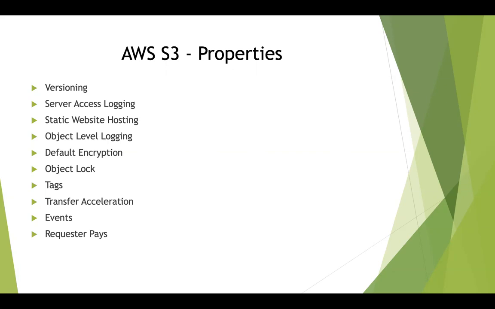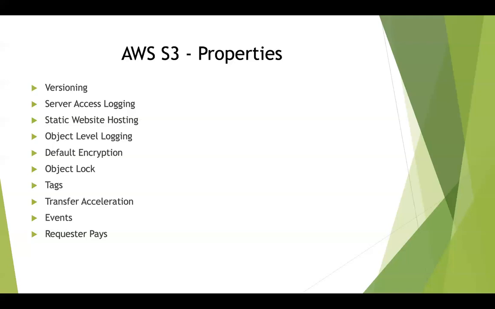And then you also have events, wherein for every API call that happens to your S3 bucket, whether it be a create object or a put object, or a delete object or an update object, for some of these APIs you will be able to trigger a notification, or publish a message to an SQS queue, or trigger a Lambda function. Those come under events, which we will look at tomorrow in more detail. And then the last one is requester pays. So these are some of the properties of an S3 bucket.